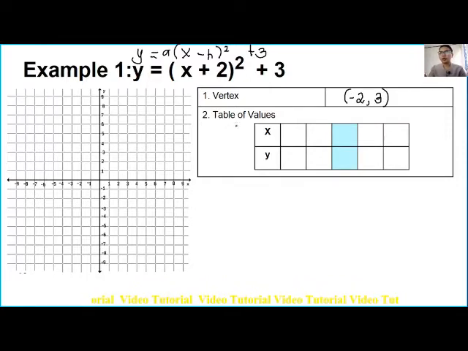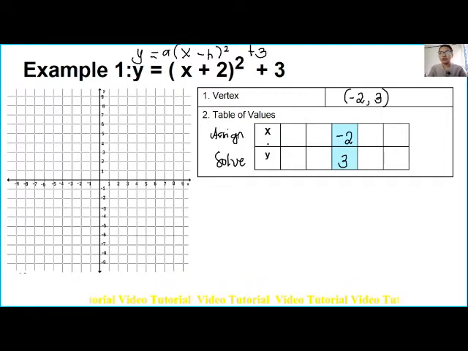Let us now move on with our table of values. For the table of values, I already constructed a table for x and y, wherein I have here 5 boxes on the right side of x and 5 boxes also on the right side of y. I have highlighted this portion because I am going to write the vertex here on the highlighted part. So let us write negative 2 as the value of x or h, and then 3 as the value of y or k. For the x values, we assign. And then for the y values, we solve.